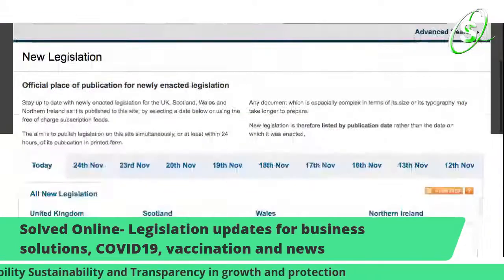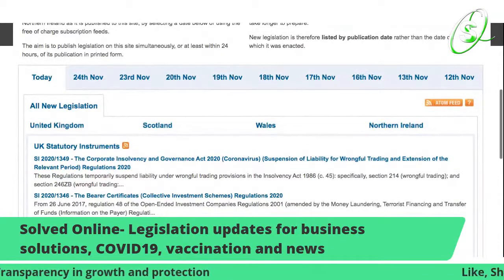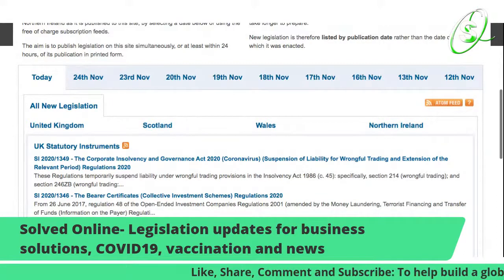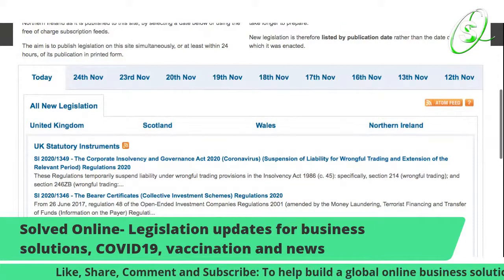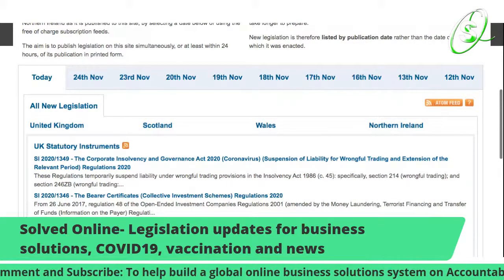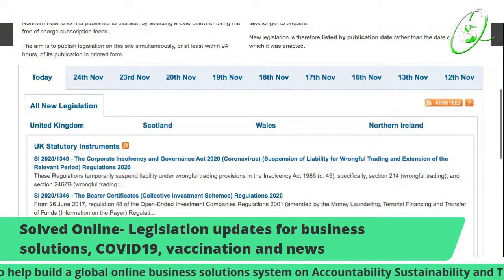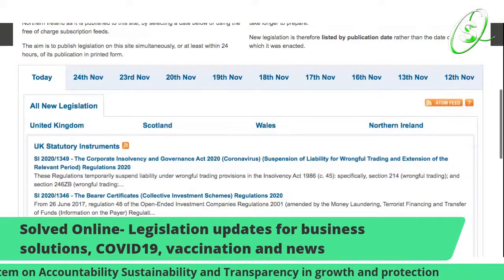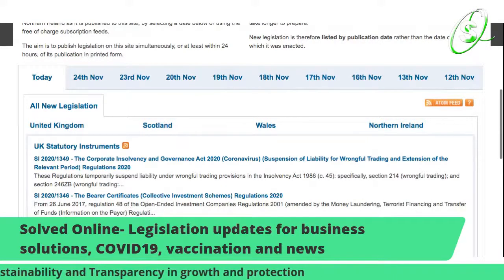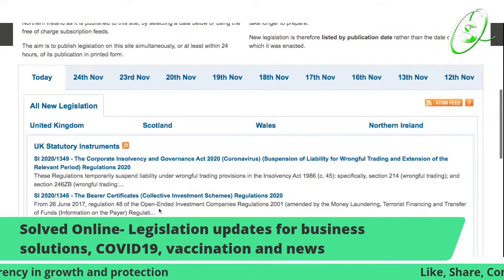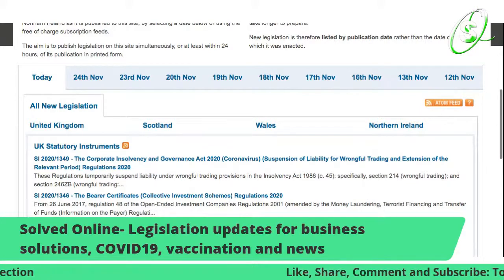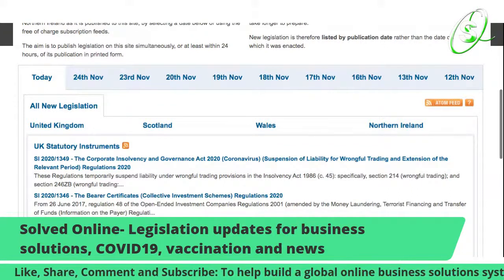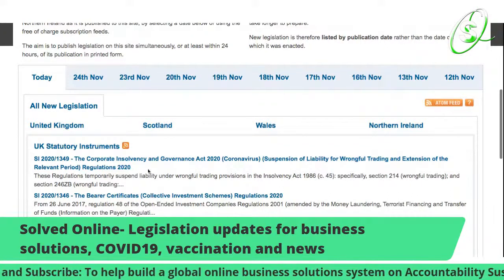So the first one is the Corporate Insolvency and Governance Act 2020, coronavirus suspension of liability for wrongful trading and extension of the relevant period, regulations 2020. And the next one is the bearer certificates, collective investment schemes, regulations 2020.